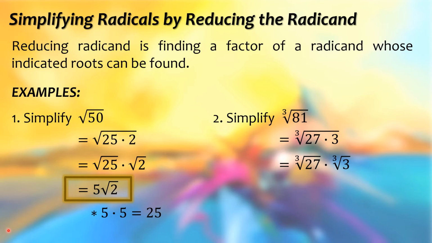Ano nga ba yung cube root of 27? That is 3 because 3 times 3 is 9 times 3, that is 27. So, ang final answer is 3 times the cube root of 3. Kinopya lang natin to dahil walang cube root ang 3. And then, ang cube root naman ng 27 ay whole number 3. Because 3 times 3 times 3 is 27.